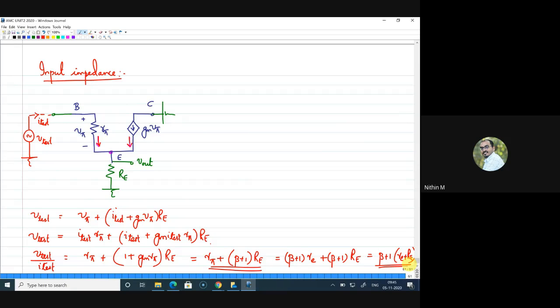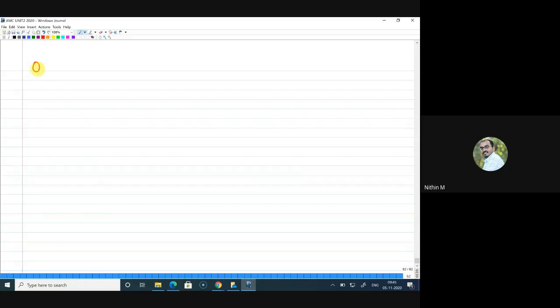Okay, now so this is input impedance. Now what about output impedance? What will be output impedance for this? Any idea? Output impedance? All right, that also we will do, and we will wind up for the day. Output impedance. So you can try and let me know what answer you are getting.